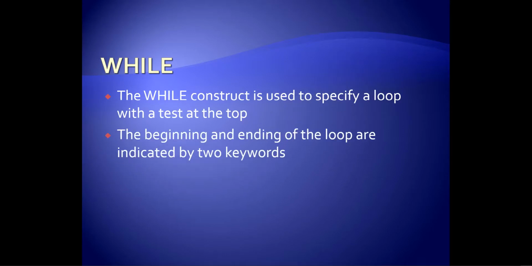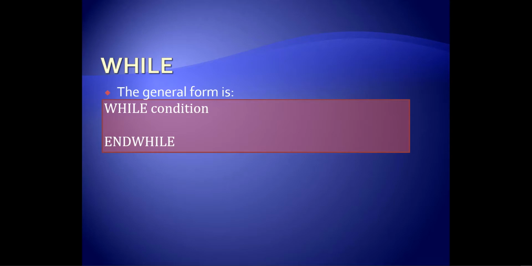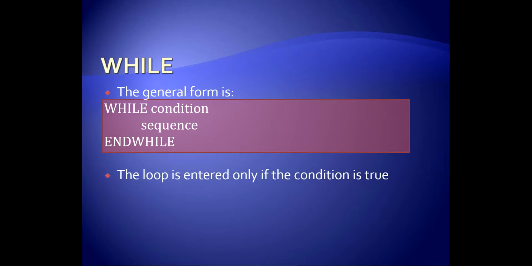So the beginning and ending of the loop are indicated by two keywords. I bet you can guess what those are. While and end while. That's all there is to it. Just like if and end if. Exactly the same thing. General format: while some condition is true, do a sequence of code. Any sequence of code. You could even do nesting in here and have if statements and everything else inside of there. So while some condition is true, sequence, and end while.